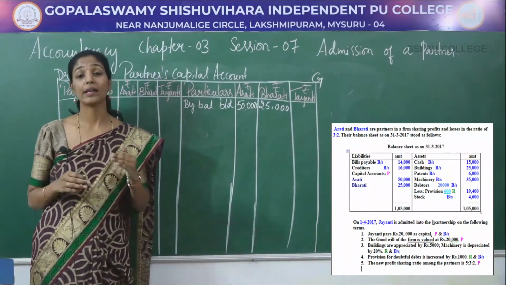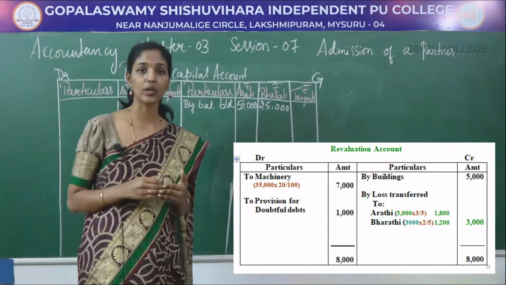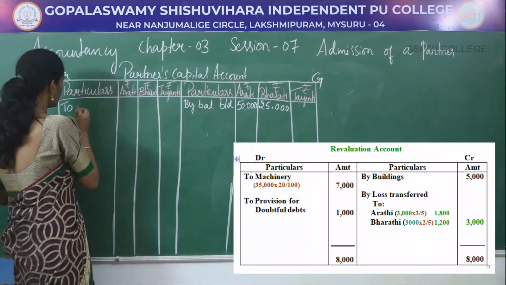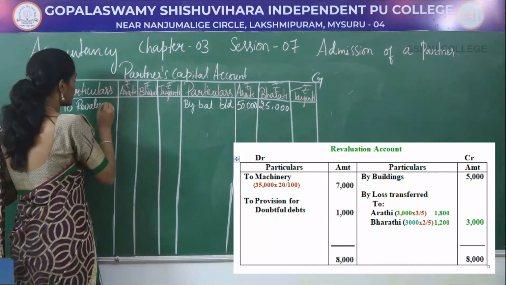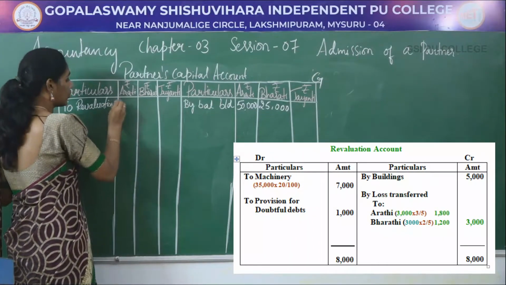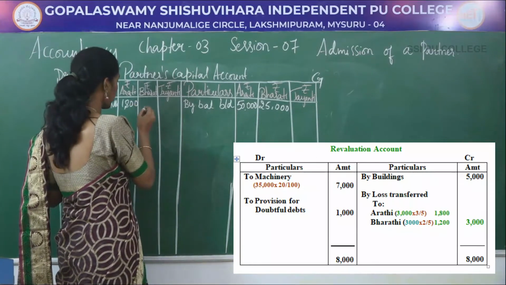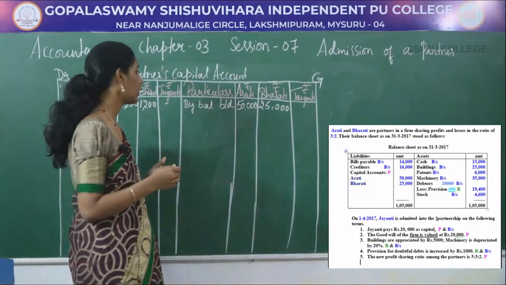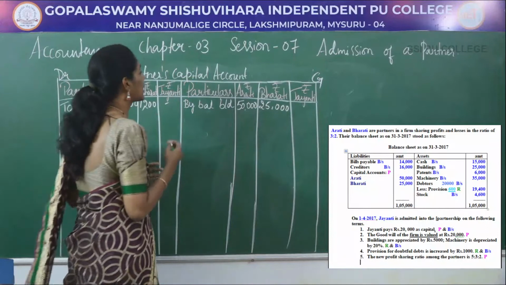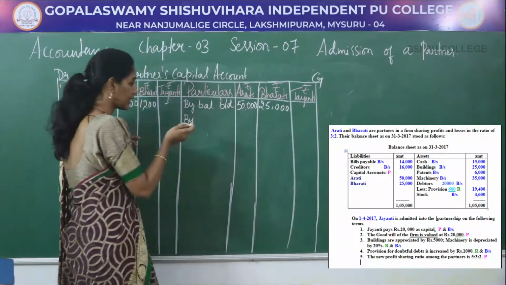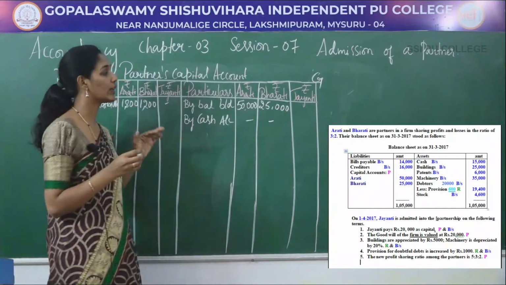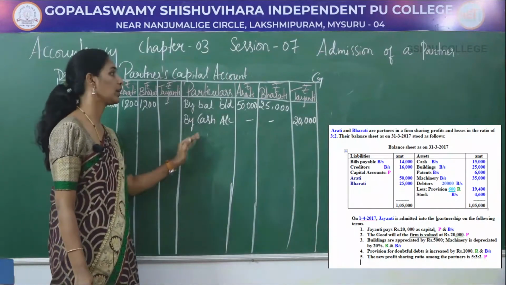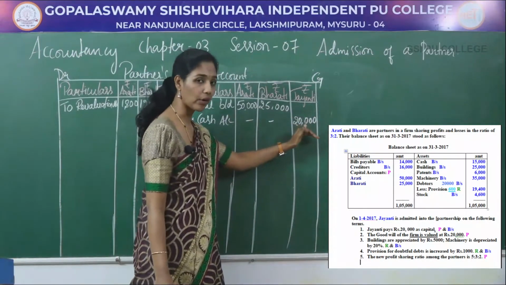And next you should consider revaluation balance. In revaluation account, we got loss. So it should be recorded on the debit side as to revaluation account. 1,800 in Arati column and 1,200 in Bharati column. And next coming to the adjustment. So the first adjustment is Jayanti's capital. It should be recorded on the credit side as by cash account, and record the capital amount of Jayanti in her column, ₹20,000. By cash account, Jayanti column, record the capital.